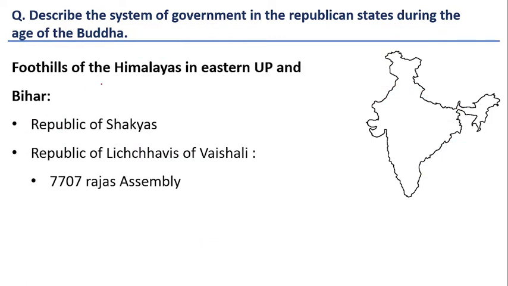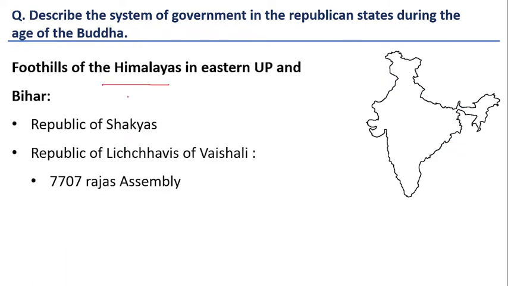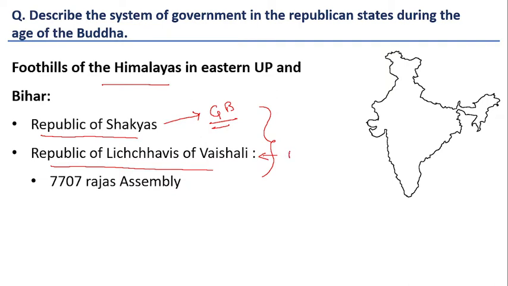At the foothills of the Himalayas, in the western part in the Indus zone, and in the eastern part, the Republic of Shakyas and the Republic of Lichavis of Vaishali are famous and popular republics. The Republic of Shakya was the republic to which Gautam Buddha belonged. Gautam Buddha belonged to a republic, not a monarchy type of system. And Vardhamana Mahavira belonged to the Lichavi republic system. So these are the two important republics that prevailed in the eastern part of the Gangetic plain.